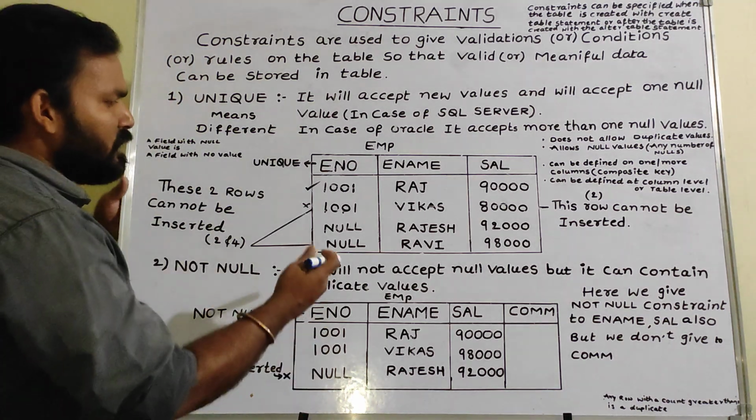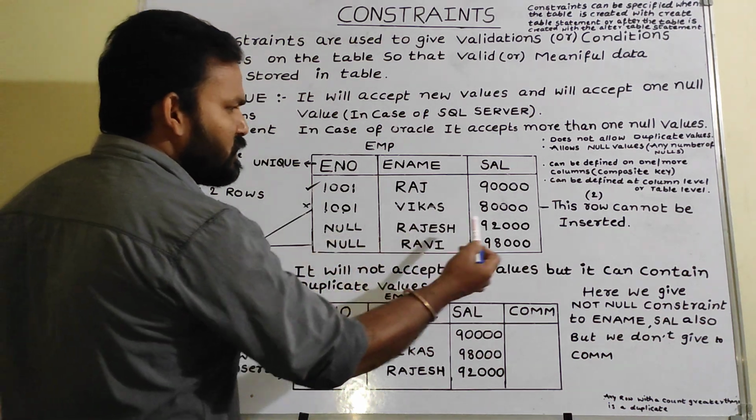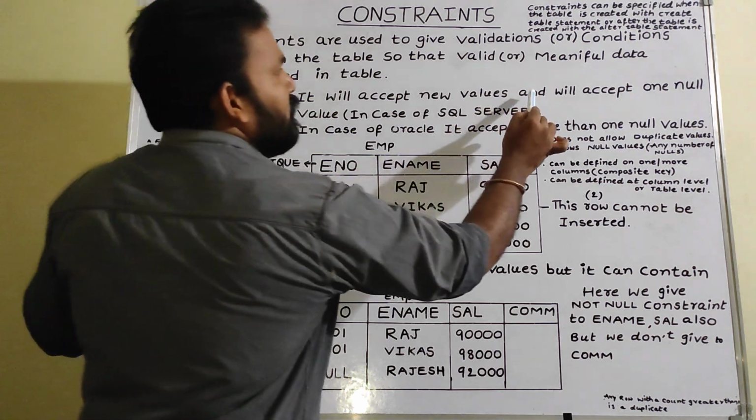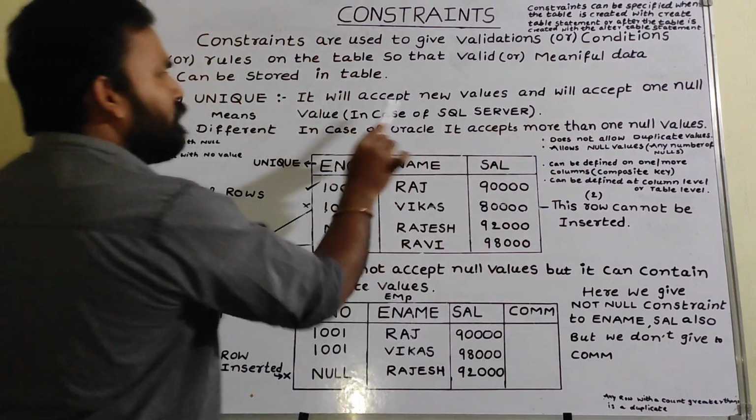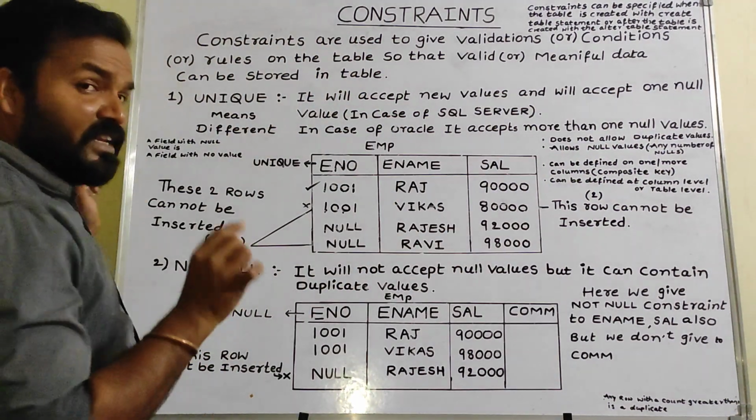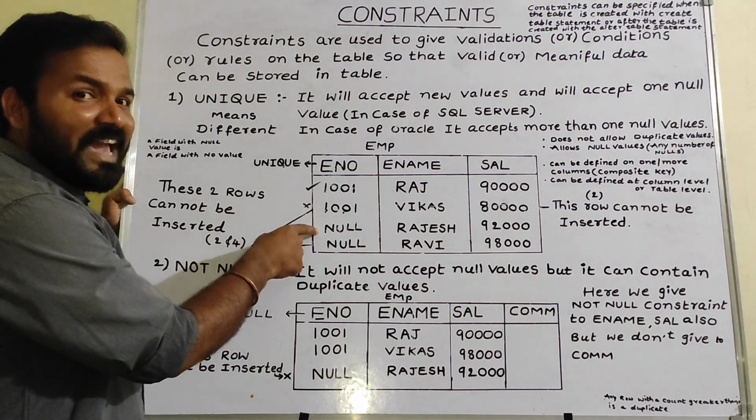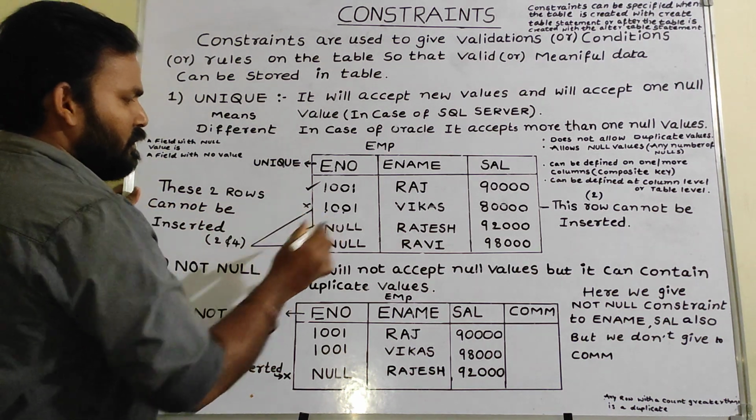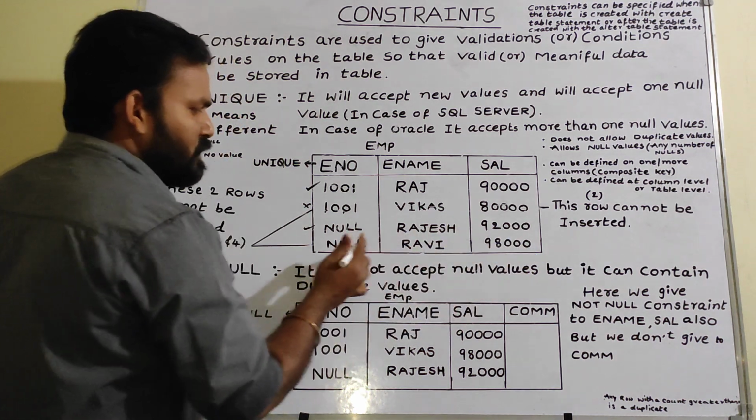Next, what about the third row? Null Rajesh 92,000. What about the null value? Unique constraint will accept one null value in case of SQL Server. So this row can be inserted. Next, null Ravi 98,000.